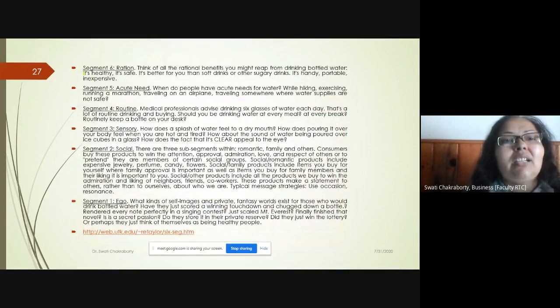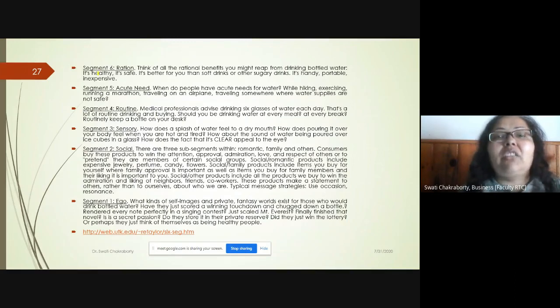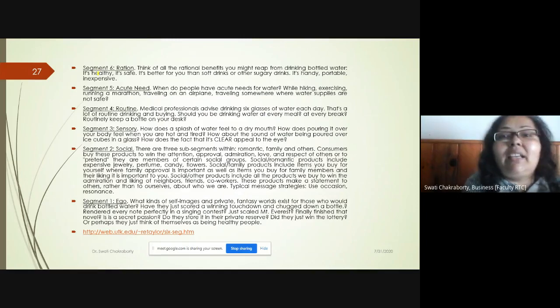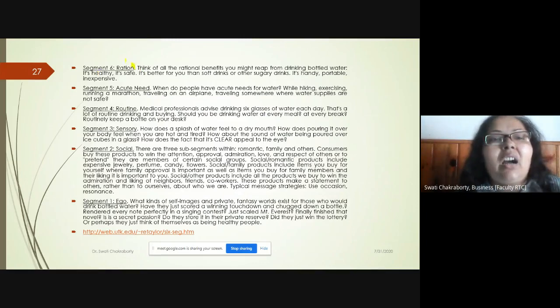We start with segment 6, which is ration, where we think of all the rational benefits. That's at the final stage. We are talking about it rationally. Say for instance, when we buy mineral water, we feel it's safe, it's healthy, it's better to drink that than soft drinks or other drinks. And it's portable, it's handy, and it's expensive, so we rationally think about it.